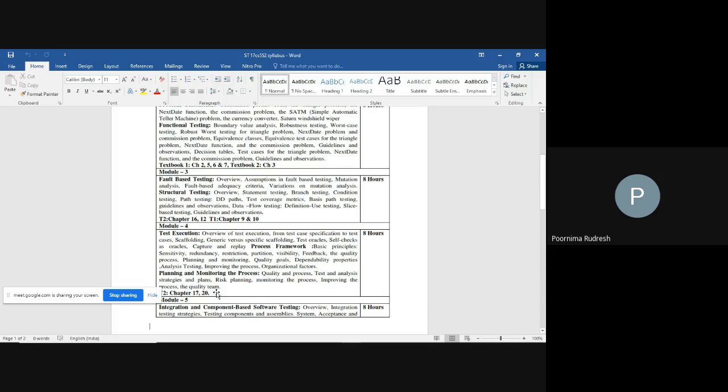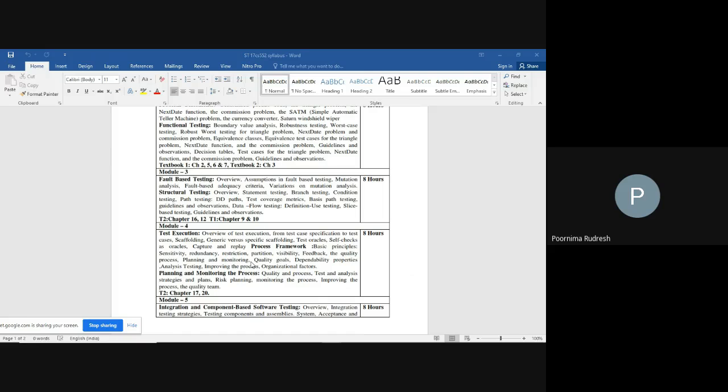They have mentioned just chapters 17 and 20, but two more chapters are there for process framework. One is chapter 3, consisting of basic principles, and the other is the chapter on quality process planning and monitoring, that is chapter number 4. So today I'm going to start chapter number 4, quality process planning and monitoring.